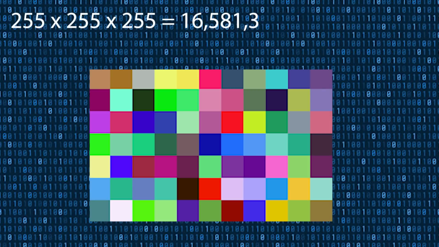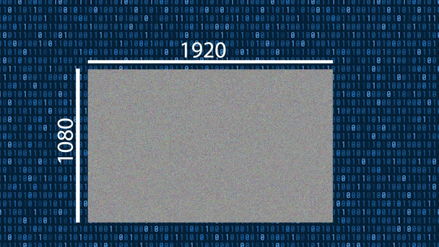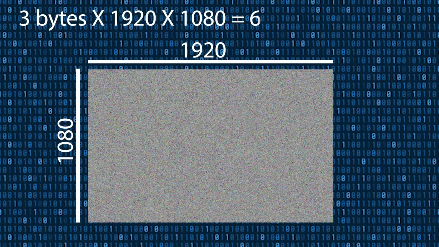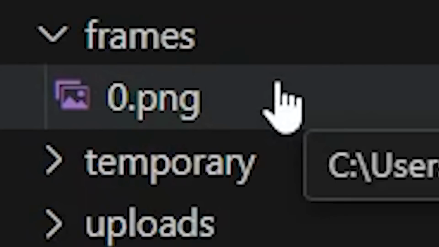Over 16 million different colors can be stored per pixel, which is equivalent to 24 bits of data or 3 bytes. Therefore, in one 1920x1080 pixel image, you can store around 6 megabytes of binary data. When my program converts some binary data into an image, it looks like just a bunch of static, but it's actually representing a bunch of data that can be stored on Discord servers for free, giving us free cloud storage.